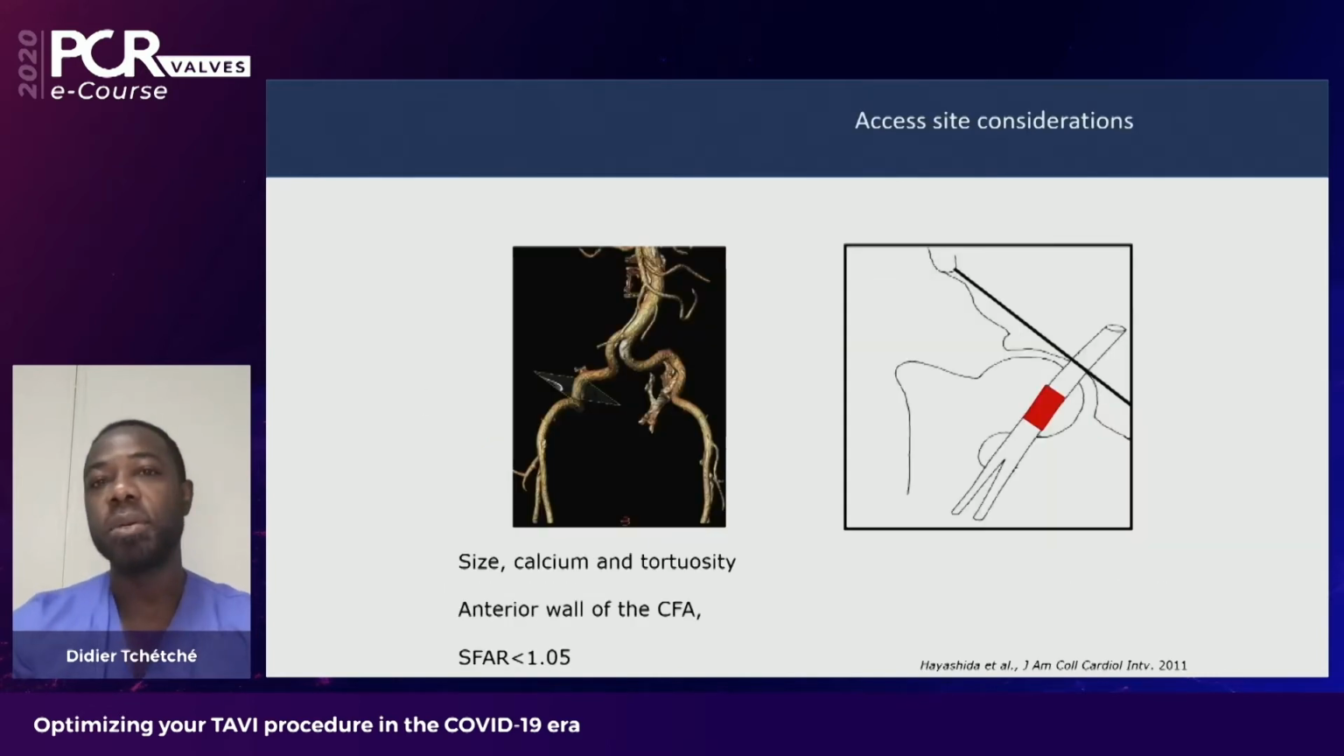Another point is to try to achieve a proper common femoral artery puncture, and this goes through a thorough assessment of the characteristics of the vessel at baseline through MSCT, namely assessing the size, the tortuosity, and the calcification of the vessel, and also making sure that we still keep that sheath to femoral artery ratio below 1.05. And the goal is really to target the anterior wall of the common femoral artery. But this is a standard practice for all the heart teams.